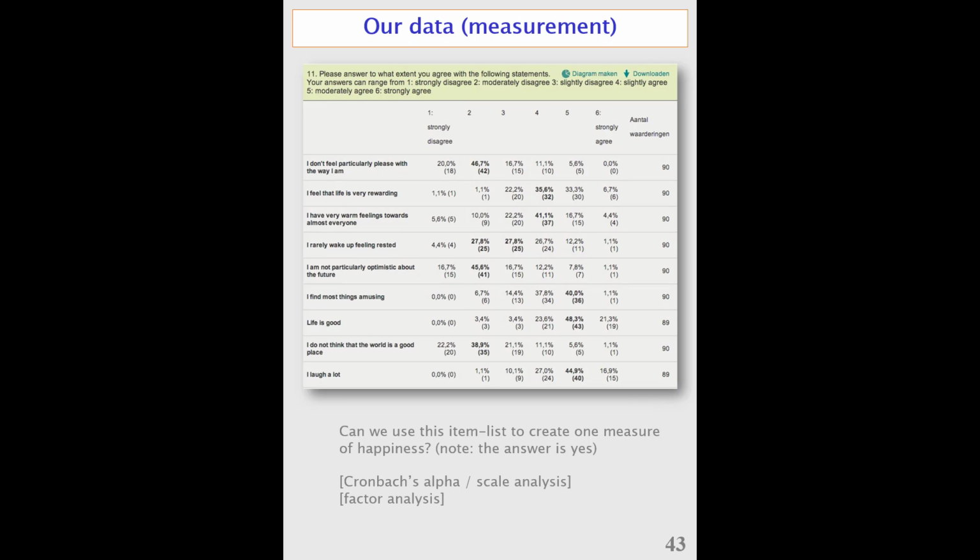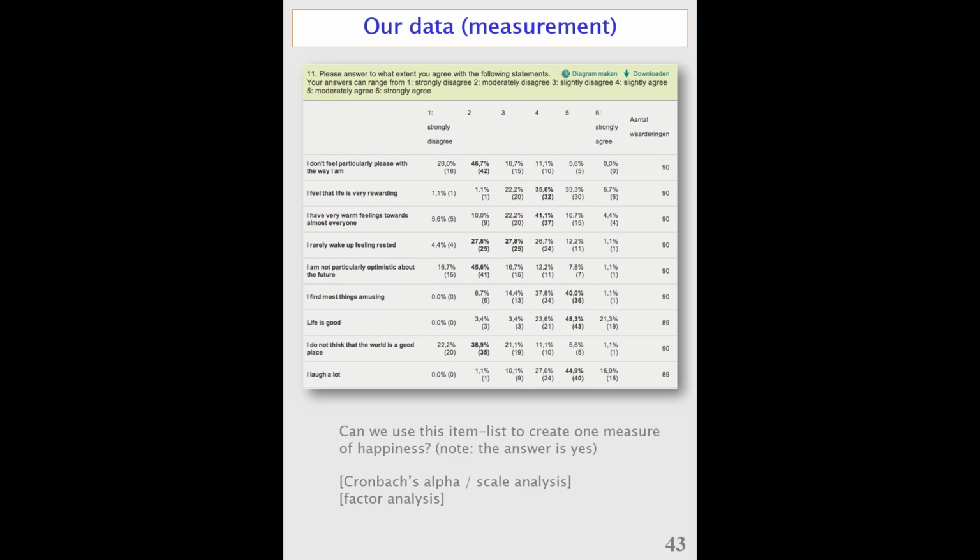And something that I didn't discuss just yet. We also have different kinds of things in the data, meant not so much to do something relational, but to measure something a little bit better. Here you see a long list of things of the kind. For instance, I don't feel particularly pleased with the way I am. I feel that life is rewarding. I find most things amusing, and a couple more of these statements. And this is typically done when we want to measure something that cannot be measured very well with a single question.